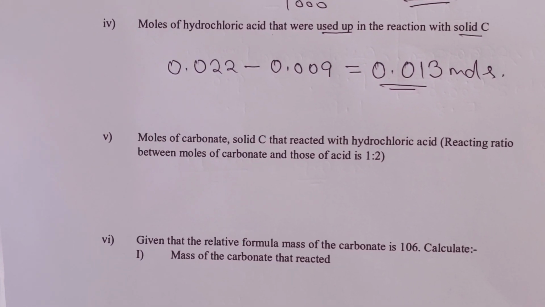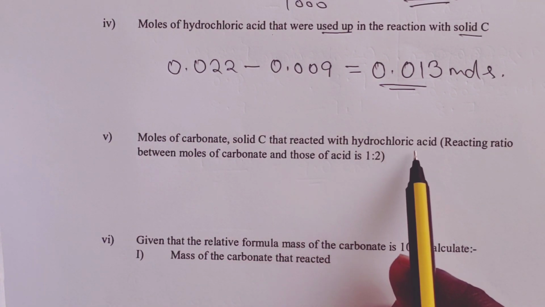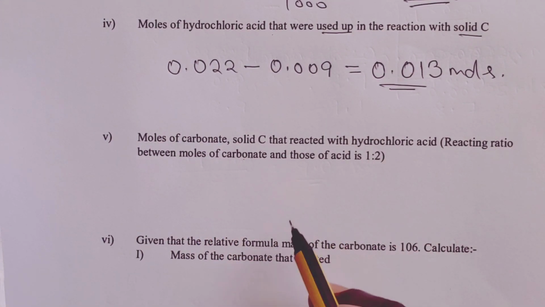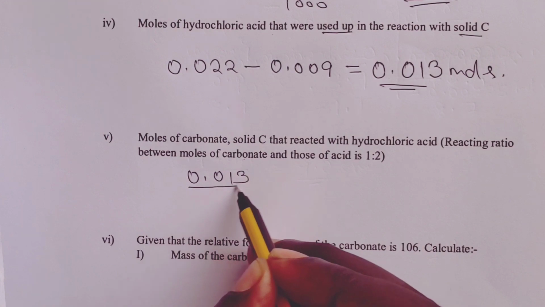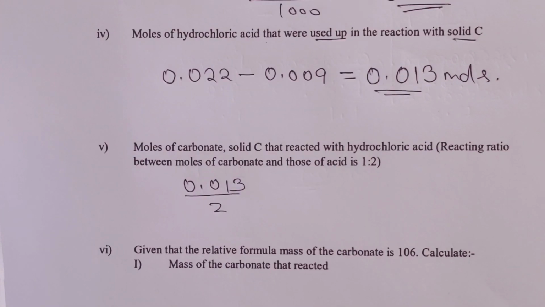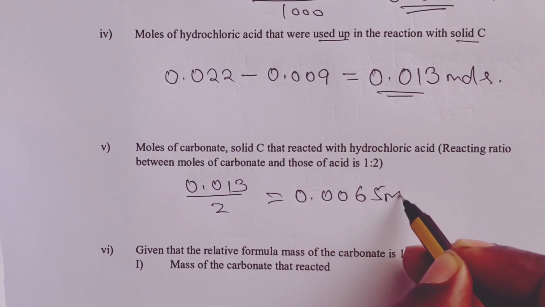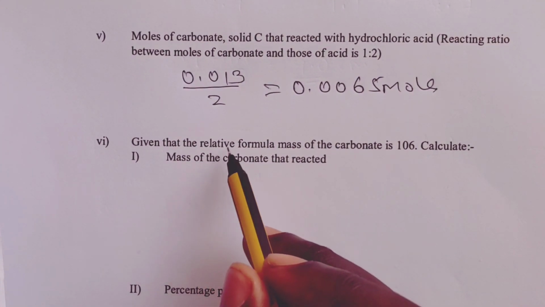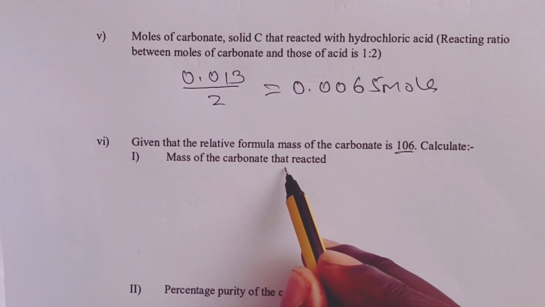Part 5, we are told to calculate moles of carbonate solid C that reacted with hydrochloric acid if the ratio between carbonate and acid is 1:2. So here we shall simply divide the answer in part 4 above by 2, and we get 0.0065 moles. To the next question, we are told that given that the relative formula mass of the carbonate is 106, we are then supposed to calculate the mass that reacted.